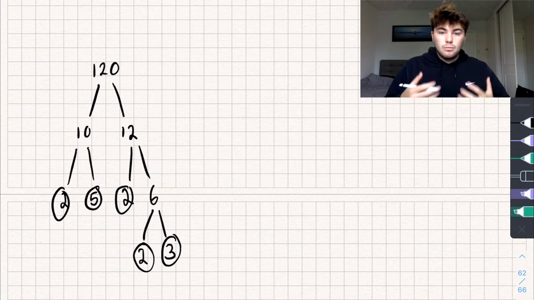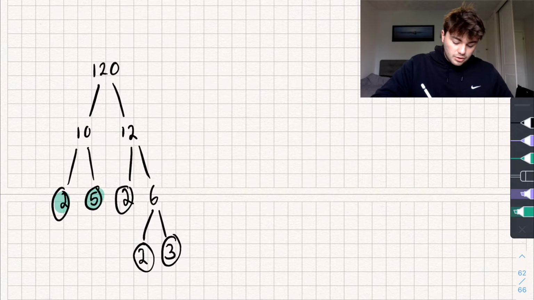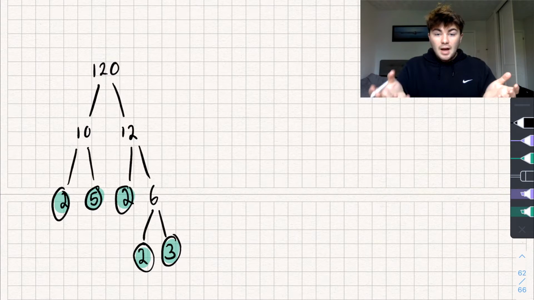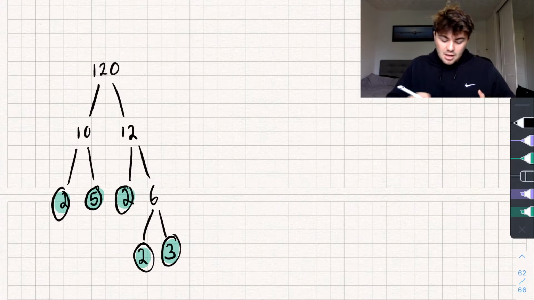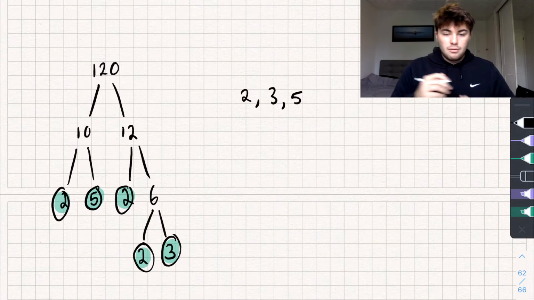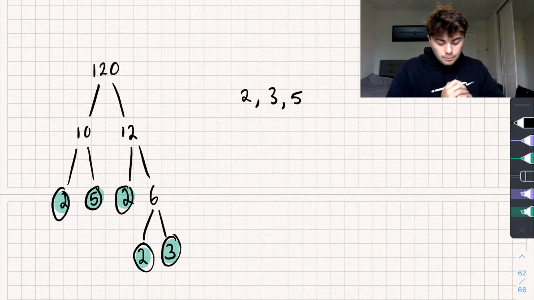I'm now going to highlight the numbers that are circled, so the 2, 5, 2, 2 and 3. These numbers are the prime factors of 120. So the prime factors of 120 will be 2, 3 and 5. Nice and easy, that's pretty simple.